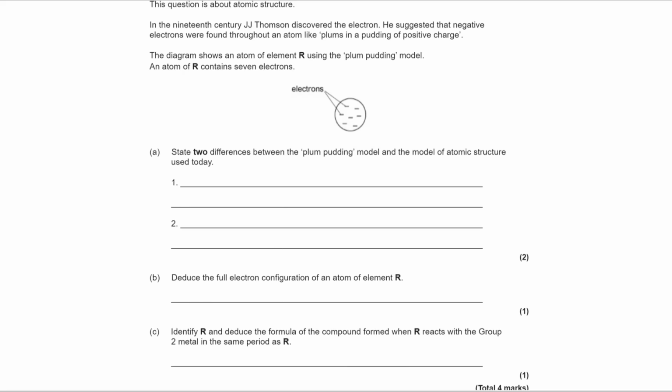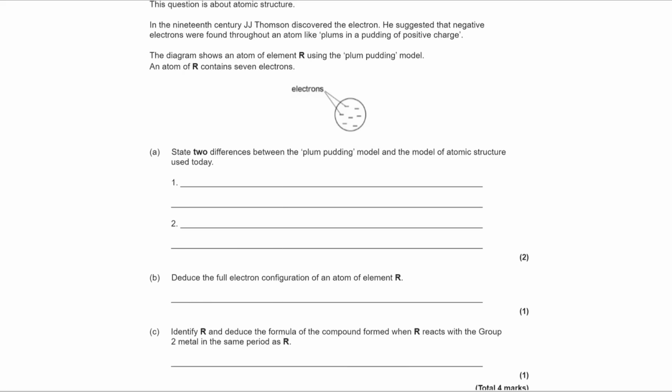So this is a question on atomic structure. The whole of the question is visible here. So have a go through this, try each of the answers, and then see how many out of 4 you manage to get. So when you're ready, move on for the answers.